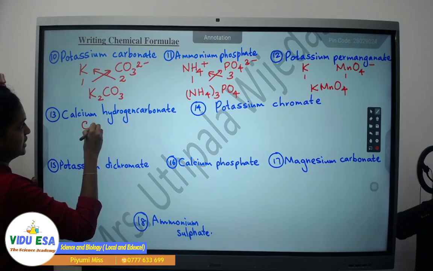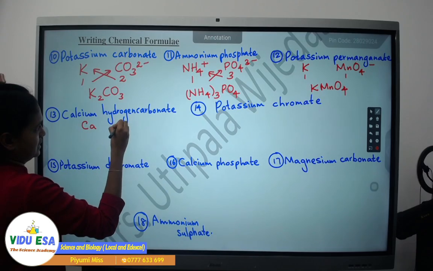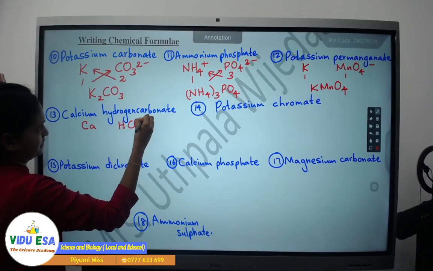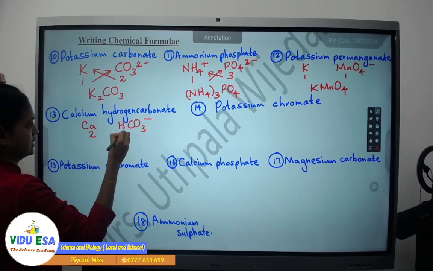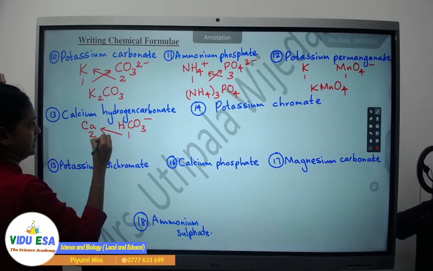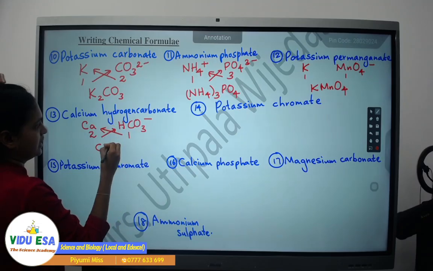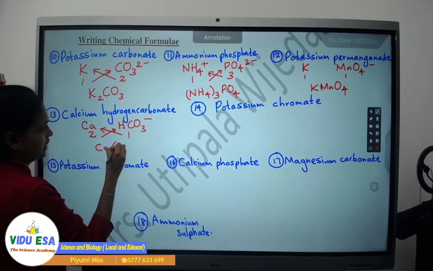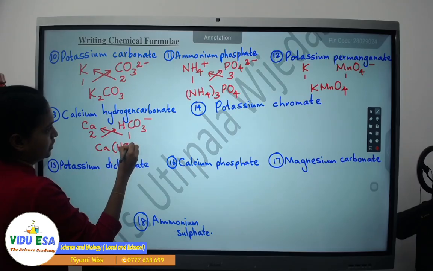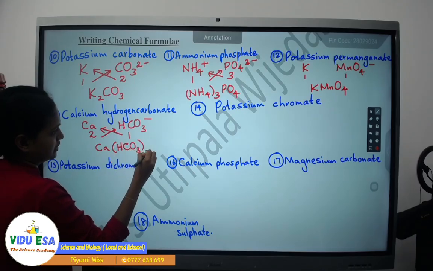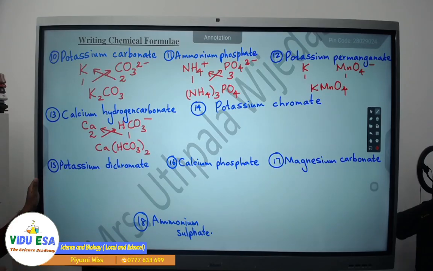Calcium hydrogen carbonate. HCO3 minus. Here valency 2, here valency 1. Therefore, Ca. This 2 belongs to the hydrogen carbonate radical. Therefore, put a bracket, and outside the bracket, put the number 2. Ca(HCO3) twice.